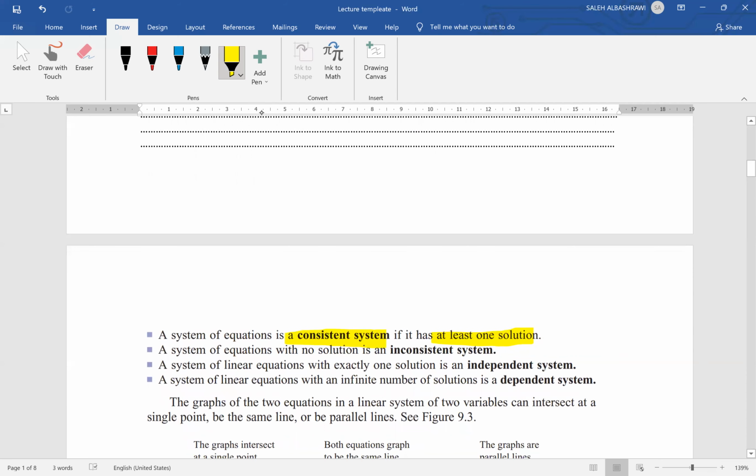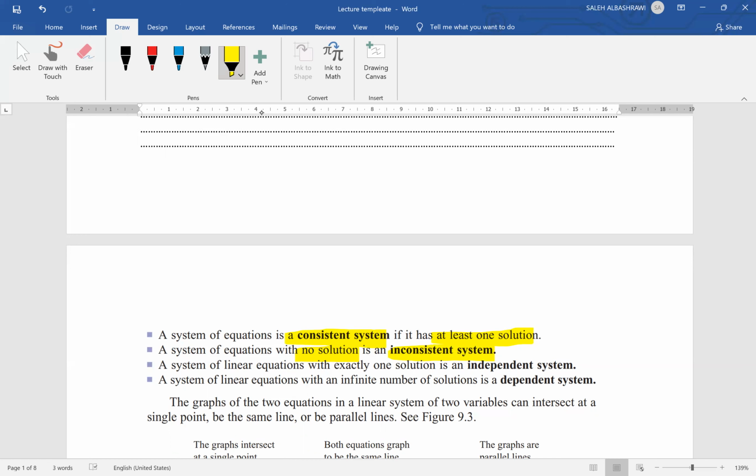A system of equations with no solution is called an inconsistent system. It means it has no solution, or the solution set is empty. So we should know these types of systems. Consistent if it has at least one solution, and inconsistent if it has no solution, or the two lines are not intersecting.